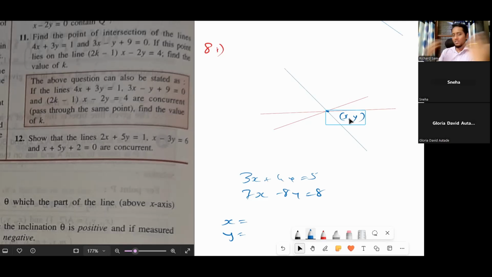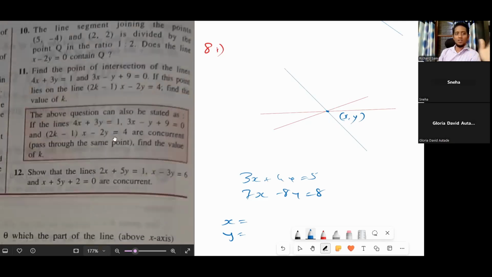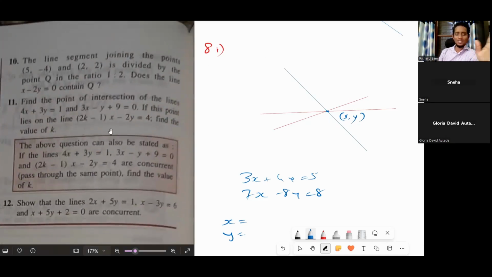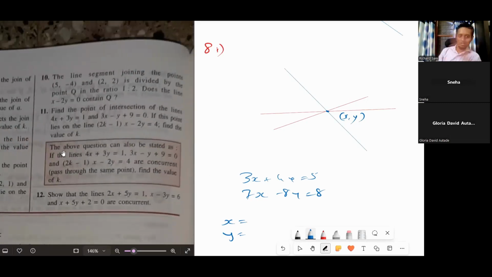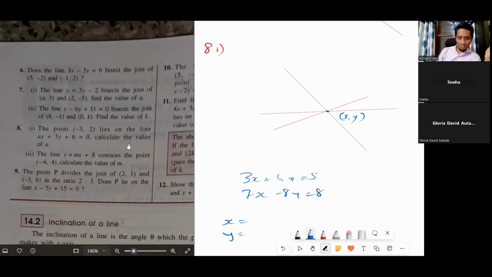You understand? So there's a lot of logic that you have to use here. This is all not taught in this chapter. In this whole exercise, what is the only thing that you learned? That any point, if you substitute in this equation, it will get satisfied. That's the only thing I taught you. Whatever we're doing here is logic based on whatever you have learned in the past.